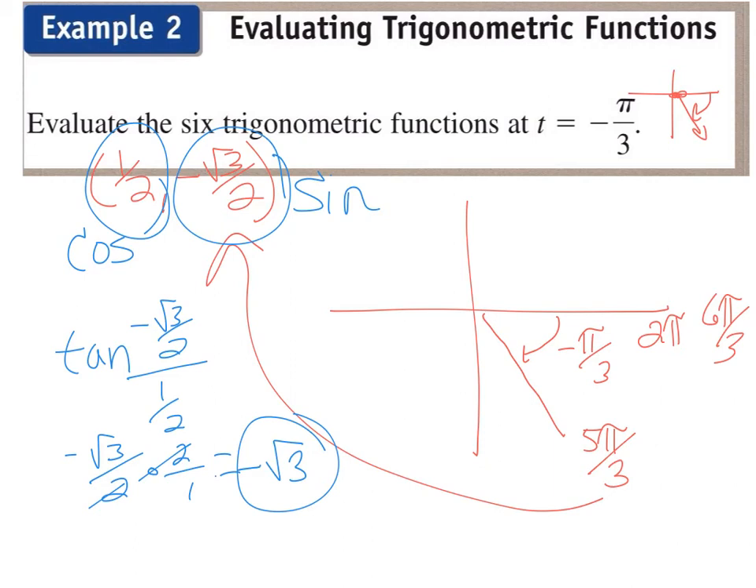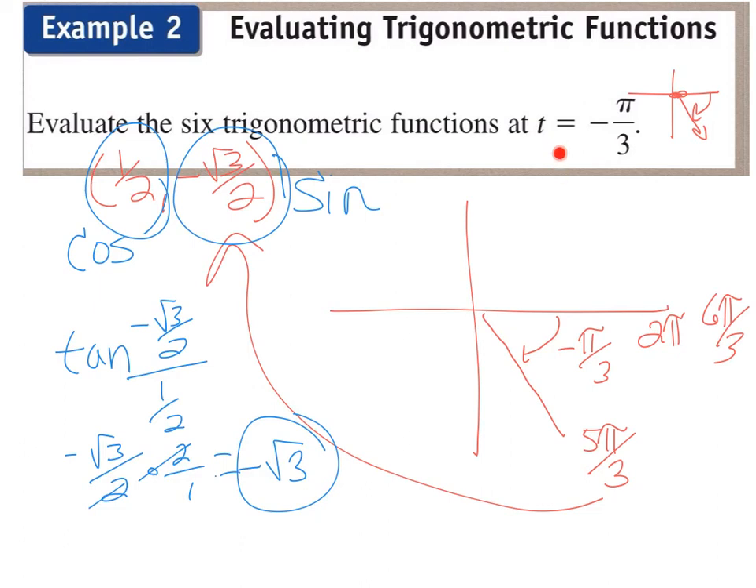So then your other 3 are just the reciprocals of that. So the sine corresponds with cosecant. So the cosecant of negative pi over 3 is going to be negative 2 over the square root of 3. Just flip it and rationalize your denominator.